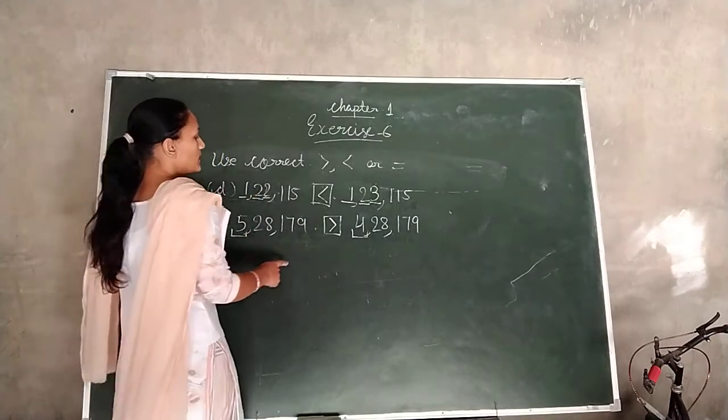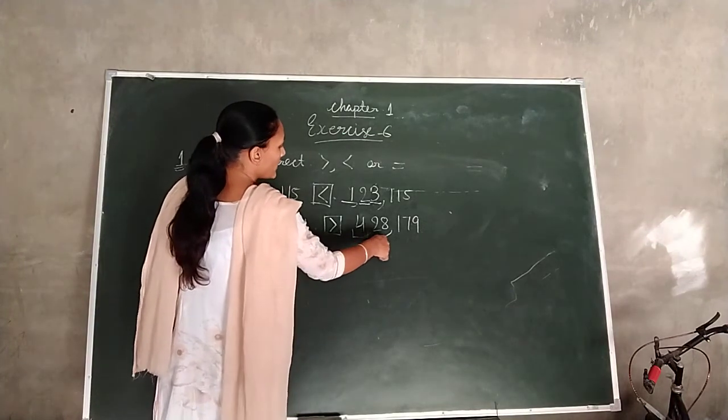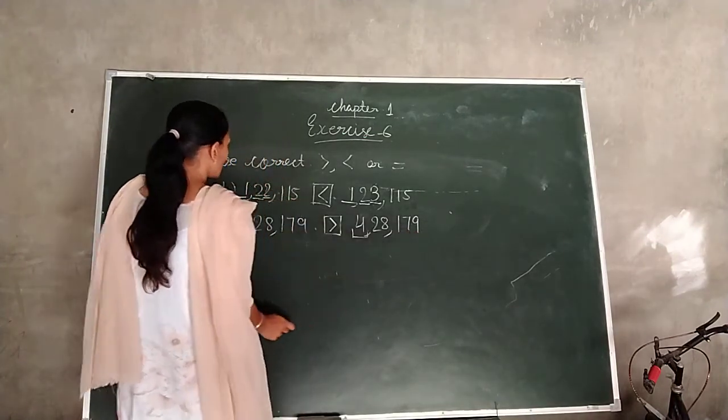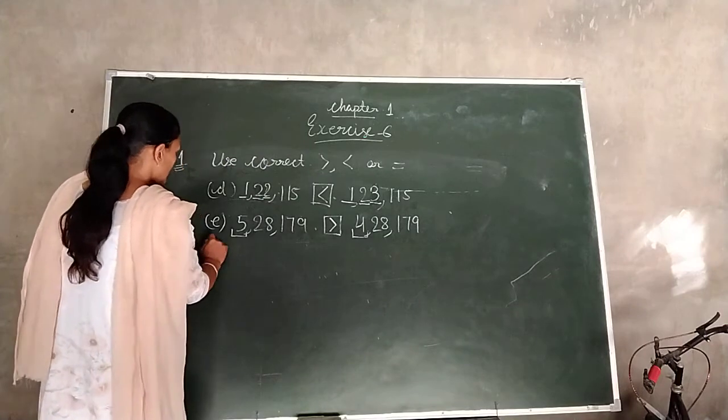5,28,179. This number is greater than 4,28,179. Next C part.